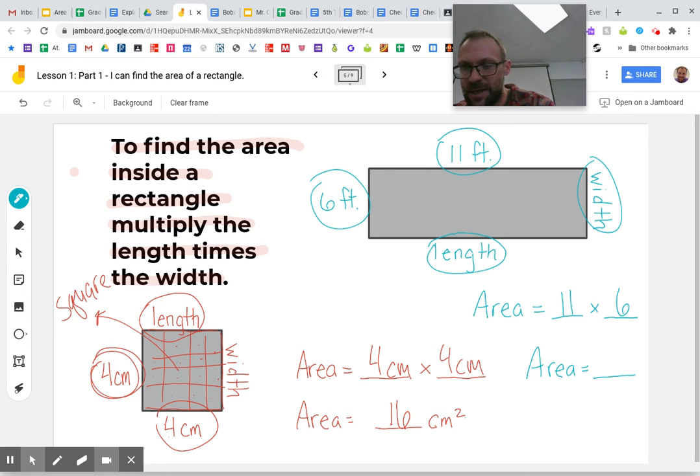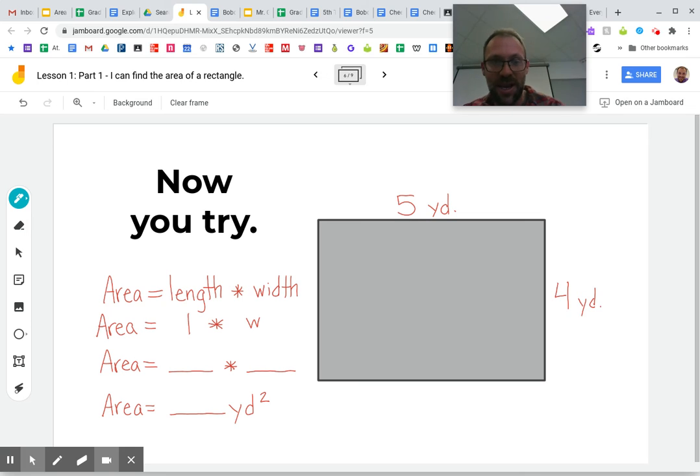Let's see. I know my 11's table, so it's 66. And the unit is feet. 66 feet squared. That's the area of the blue. And again, if I were to draw my lines out and count, I could. But boy, counting 66 square feet would take a long time. So I'm glad I've learned to multiply the length times the width. That's coming in handy. Let's try another one.